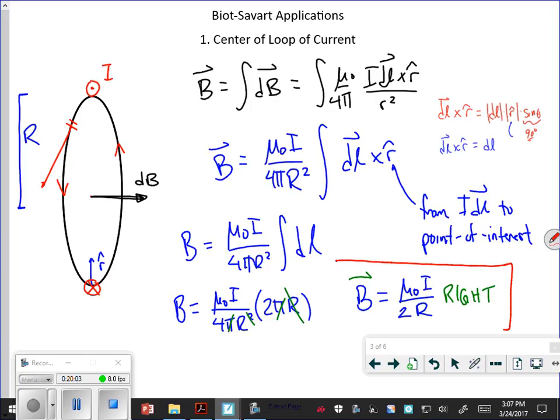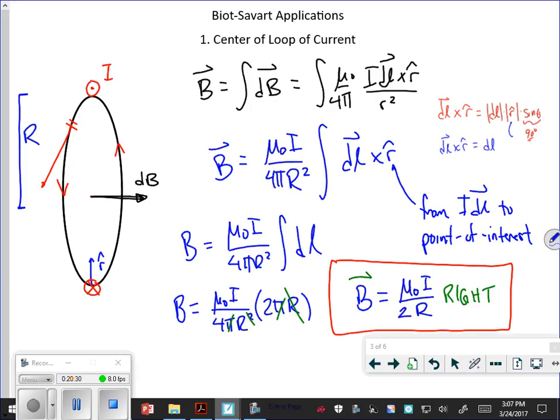I'm going to leave that as it is, and we'll make it a vector expression again at the end by just saying the direction that we know the field is. Fair enough?